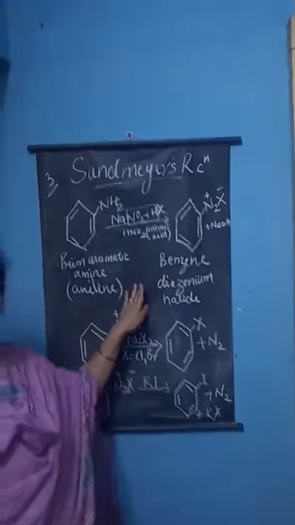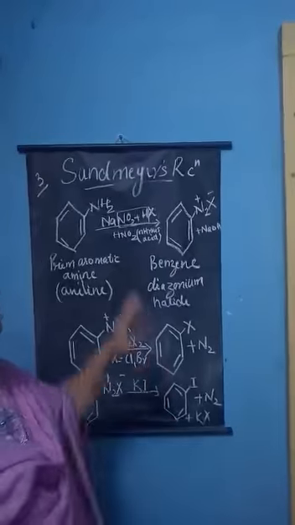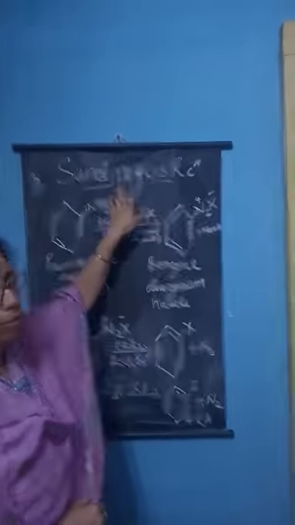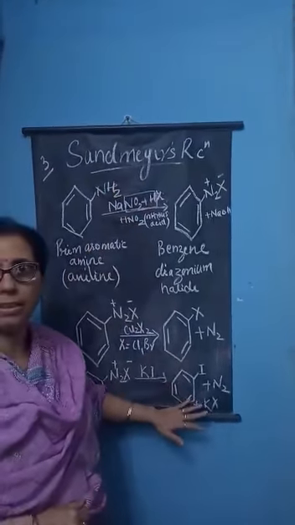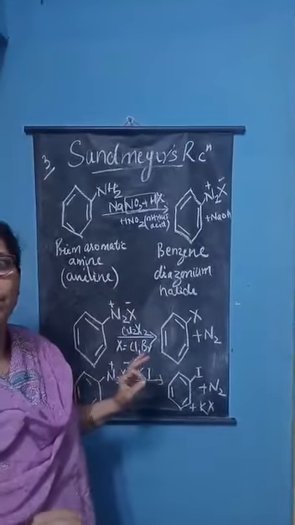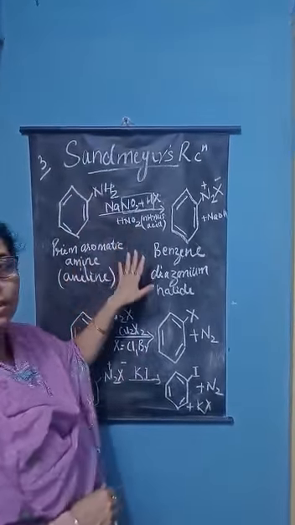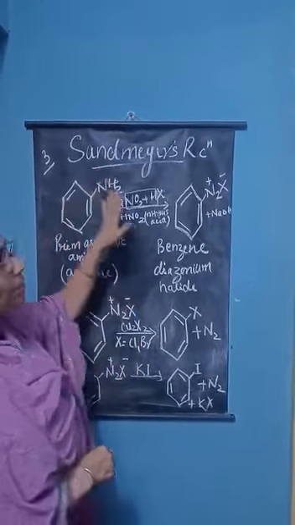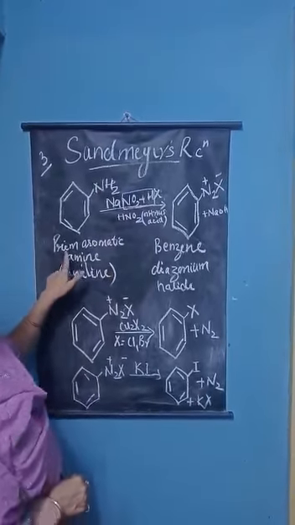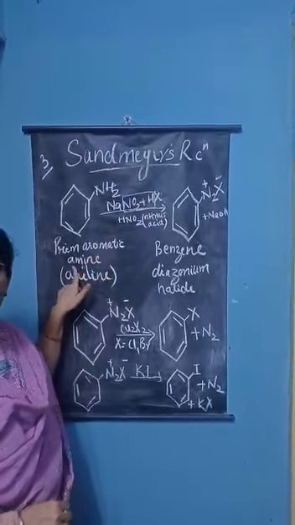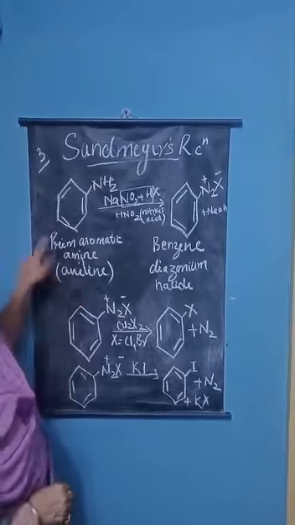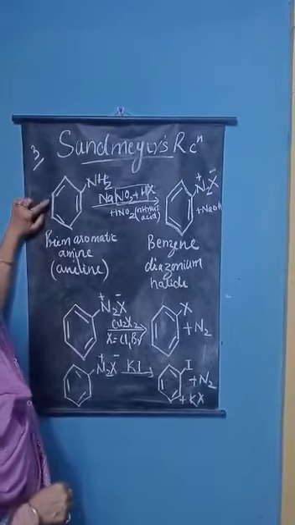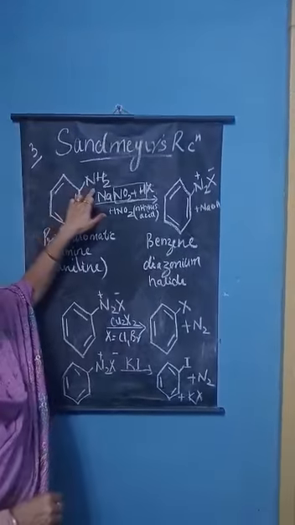Yes, children, now we are going to study a very important method, that is Sandmeyer's method for preparation of alkyl halide. This method is very important because it is used in all 4 chapters of organic chemistry. In this method, initially we have to take a primary aromatic amine, which is also known as aniline. Everyone knows the formula for aniline: a benzene ring to which an NH2 group is attached.